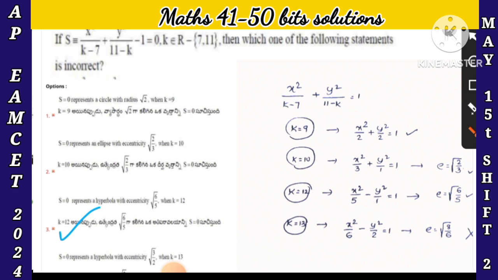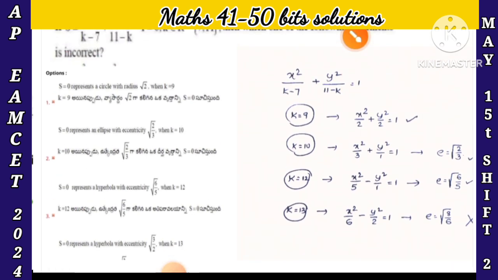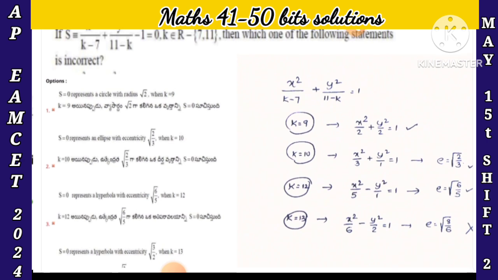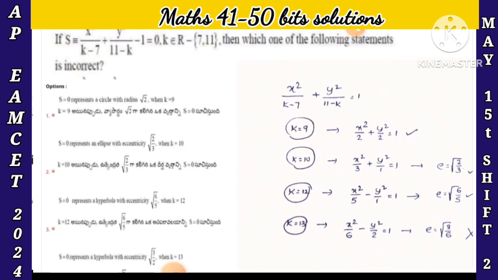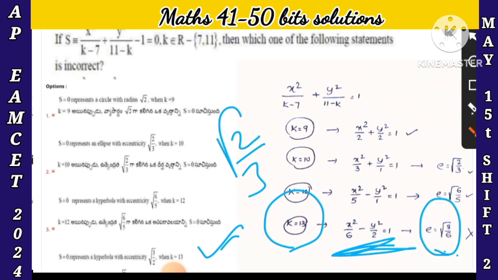Now check the last option. Okay. k is equal to 13, then this equation represents the hyperbola with eccentricity equal to root 2 by 3. Here we don't get the value root 2 by 3. This is the fourth option. Here we get the value root 8 by 6, but the option is given as root 3 by 2. So this is not the correct option. This is not the correct answer. So the fourth option is the correct option.